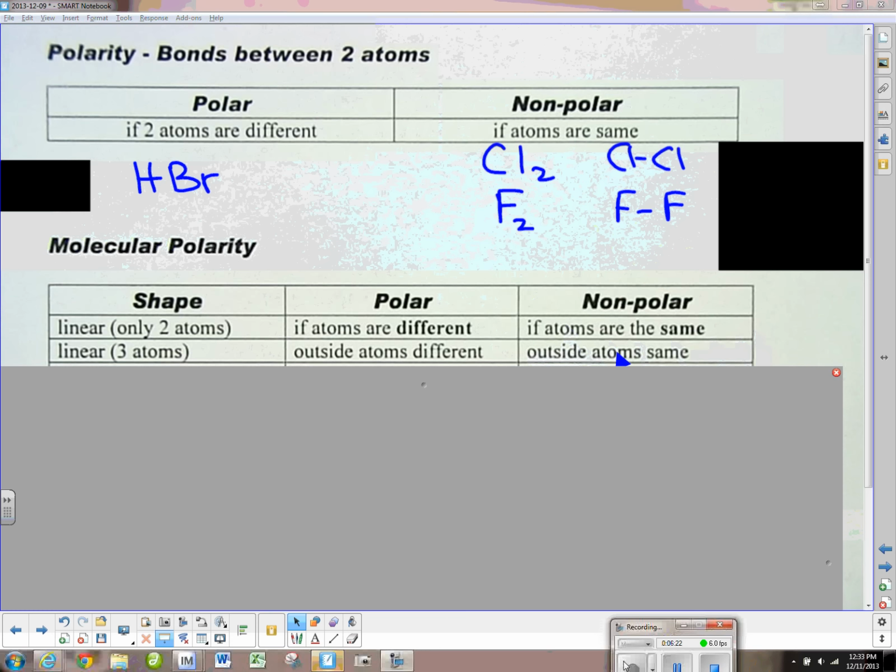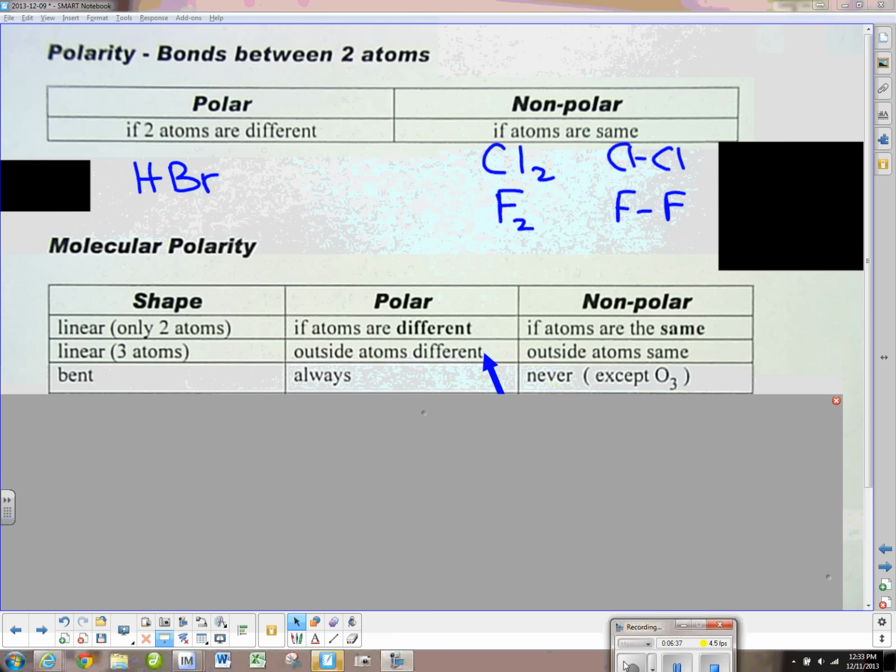Only it's the outside atoms now. Okay? If the outside atoms are the same, we have a nonpolar molecule. If the outside atoms are different, we have a polar molecule. That simple. Always going to be polar. Okay? Never, and there's only one exception to that, and that's O3. That dude will be polar.